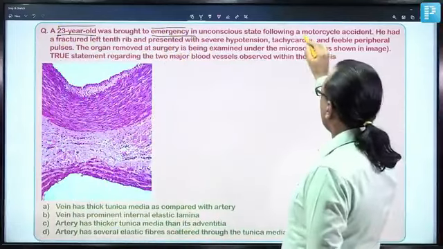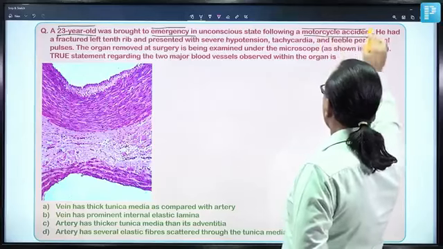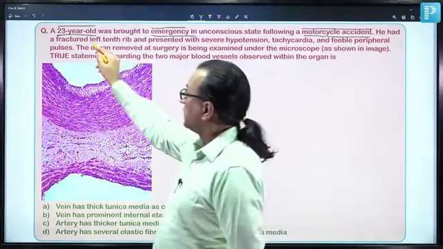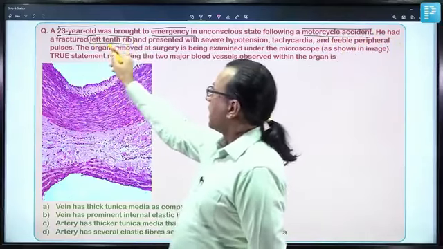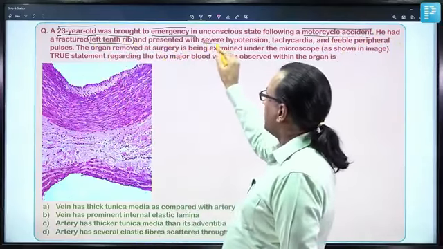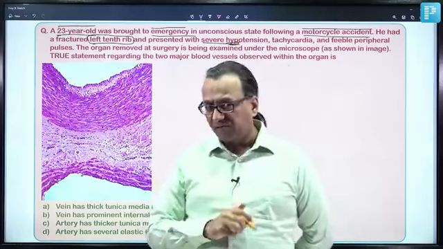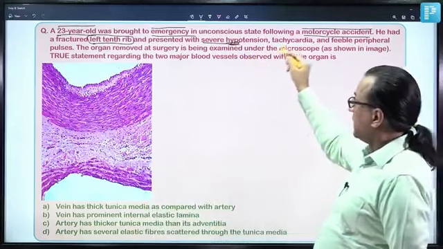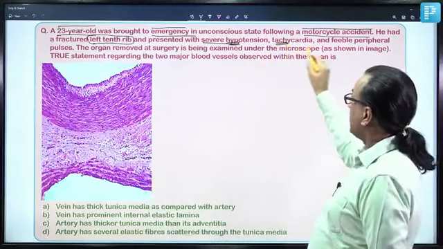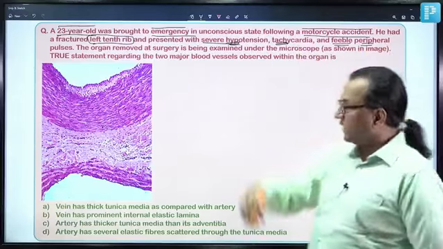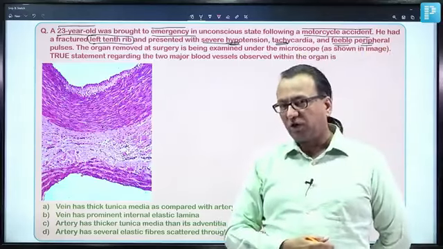As we understand, it is one individual, a 23-year-old, brought to the emergency department in an unconscious state. It was some motorcycle accident, and he has got a 10th rib fracture, which is on the left side. And now he is having severe hypotension. See, this kind of a picture is very typical of spleen rupture. There is tachycardia, there is a feeble peripheral pulse. That means he is undergoing shock.